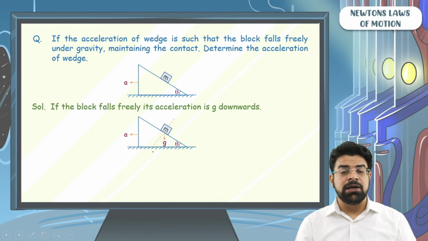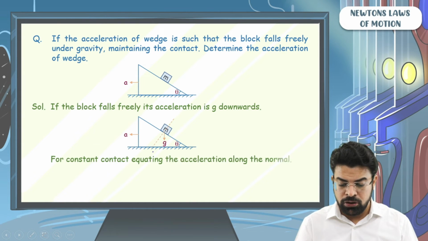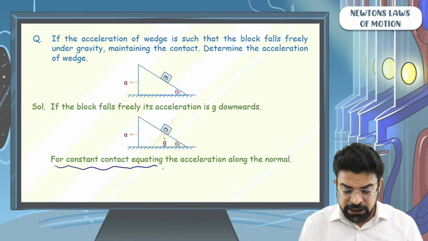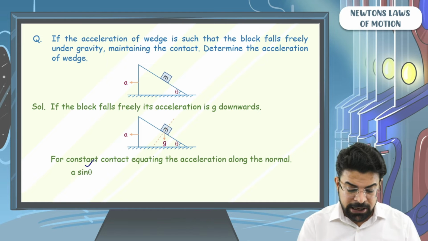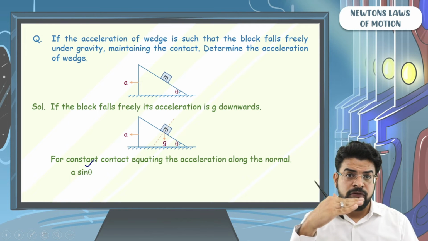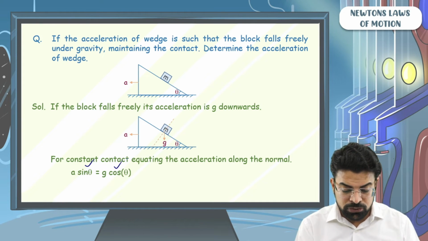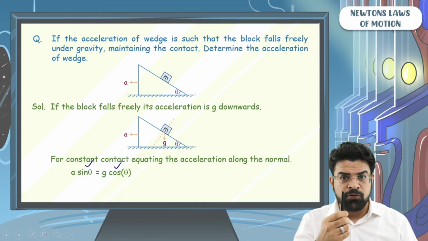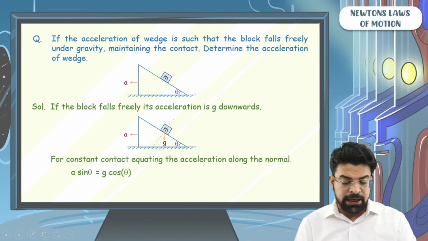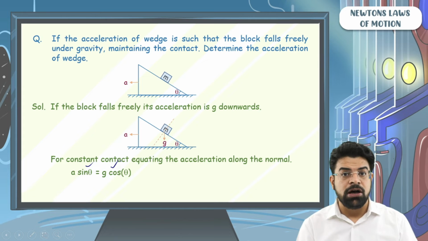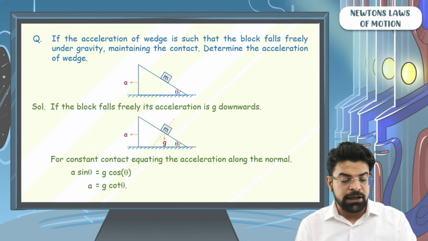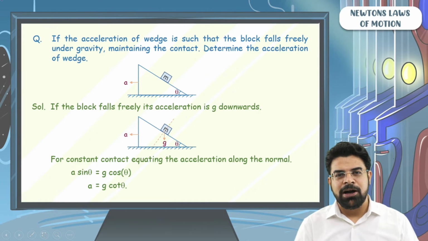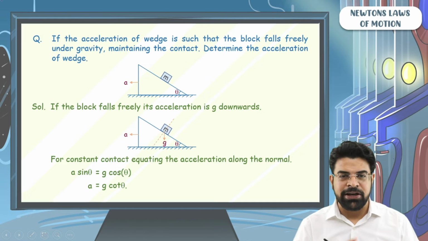So equating both the accelerations along the normal, for constant contact, we say that a sine theta, the component of acceleration of wedge along the normal, equals the component of the acceleration of block along the normal. So we get a sine theta equals g cos theta, or the acceleration has to be g cos theta by sine theta, that becomes g cot theta. So let's move on to the part you were waiting for, the string constraint.